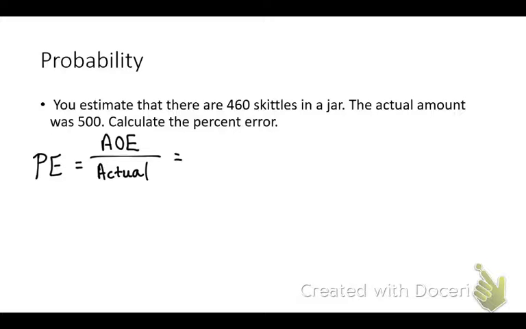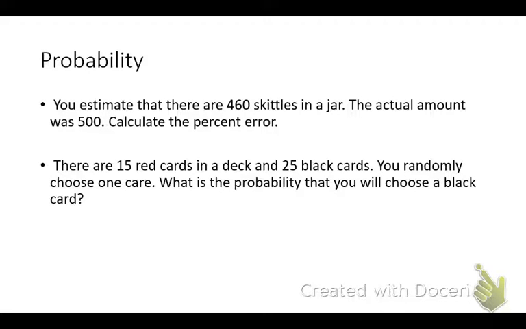So what is my amount of error, guys? 40. And what was the actual amount? 500. So when you do that division, 40 divided by 500, you should get 0.08. But what is that as a percentage? 8%. So I believe the percent is actually the choice that we're looking for there. Any questions on percent error? It's really not too difficult as long as we remember the formula.